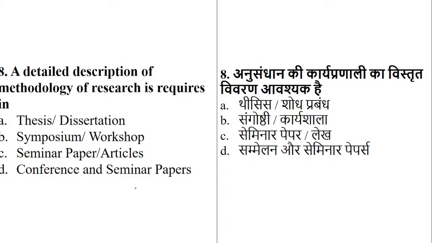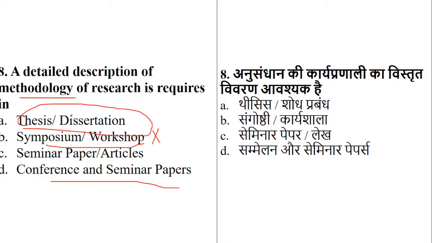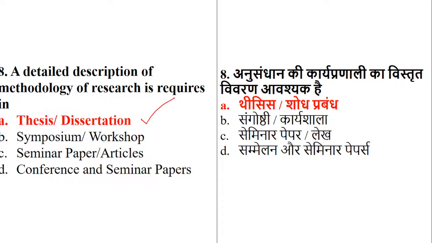If you see this question, a detailed description of research methodology: when we talk about symposium or workshop, it is hands-on experience, and we do not describe methodology in detail. Seminar papers and articles do have the description, but not in detail. Even conference and seminar papers have it, but not in detail. You will find the description in detail only in thesis and dissertation, where everything is noted, with the sample size and the type of sources used. So option A is the right option.